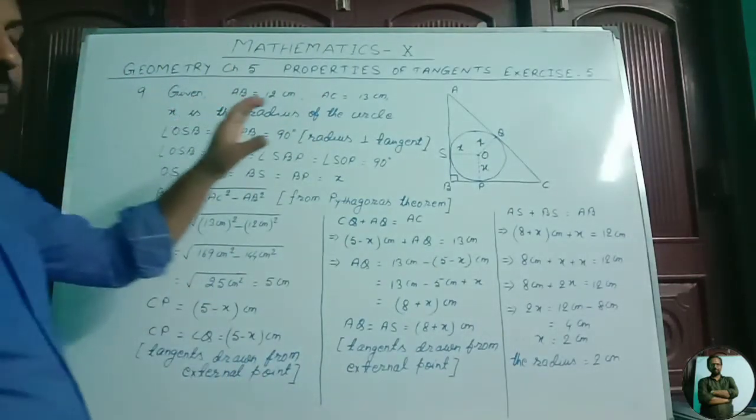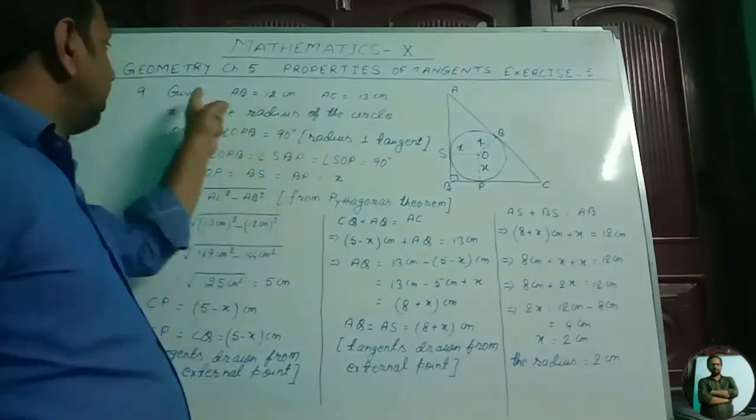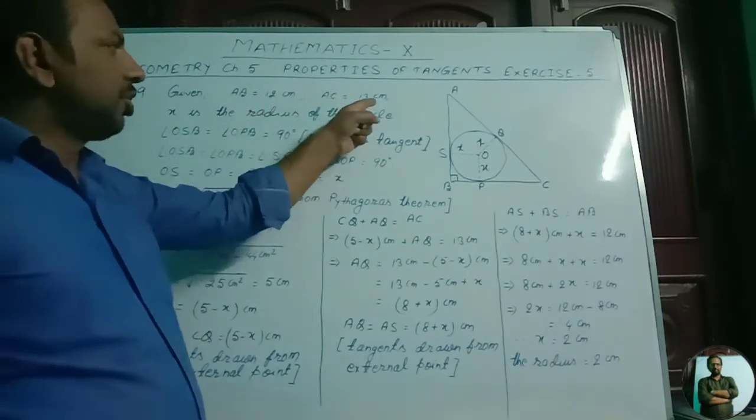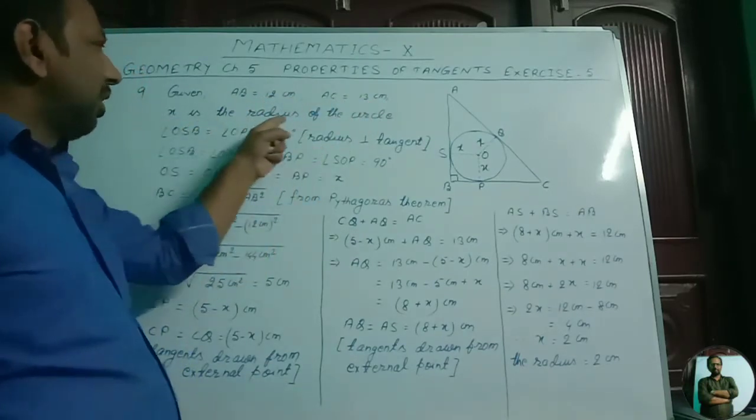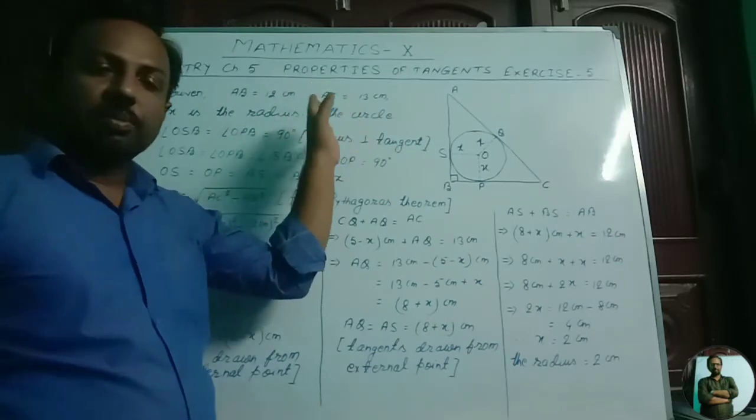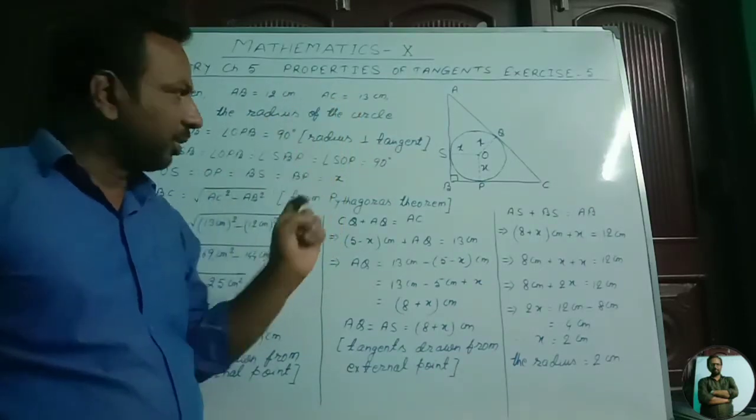So in the first paragraph, I have written the given information, that is AB equal to 12 centimeter, AC equal to 13 centimeter, X is the radius of the circle. All these things are written from the question. Those are the given information.